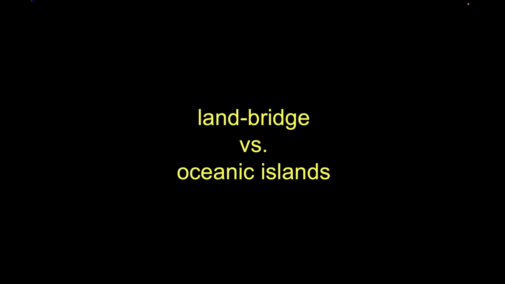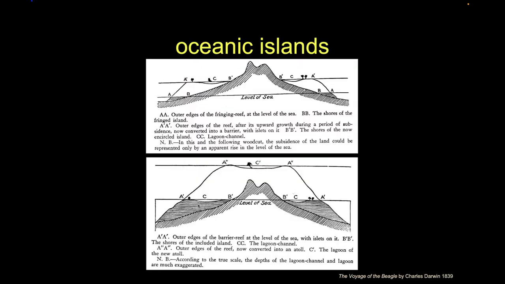Next, I want to introduce one more key idea here: land bridge islands versus oceanic islands. So what do I mean by oceanic island? An oceanic island is something that was just ocean, and then boom, we got an island that came out, usually from a volcano. So anybody remember who came up with the theory of these island formations?